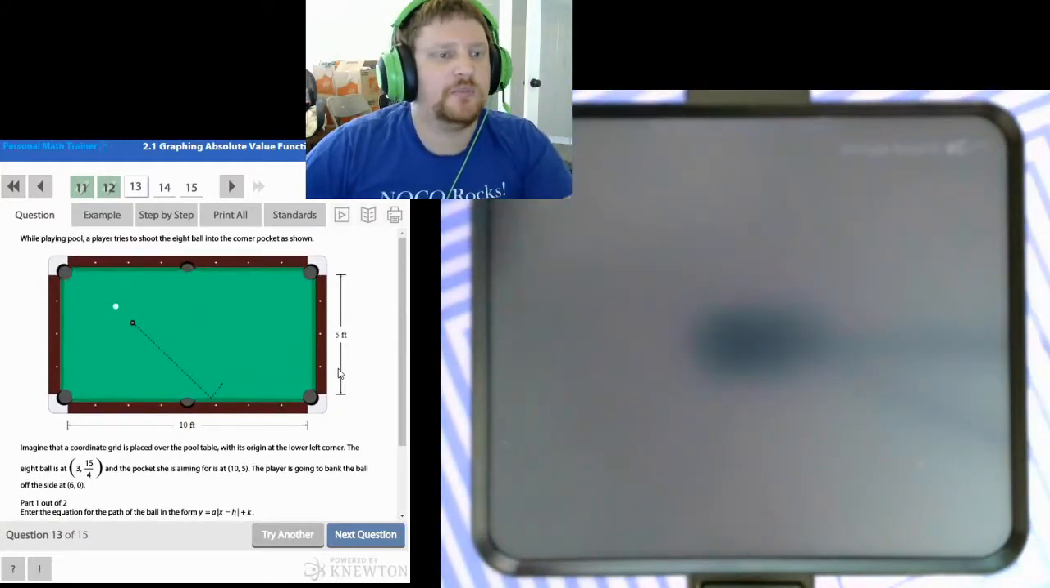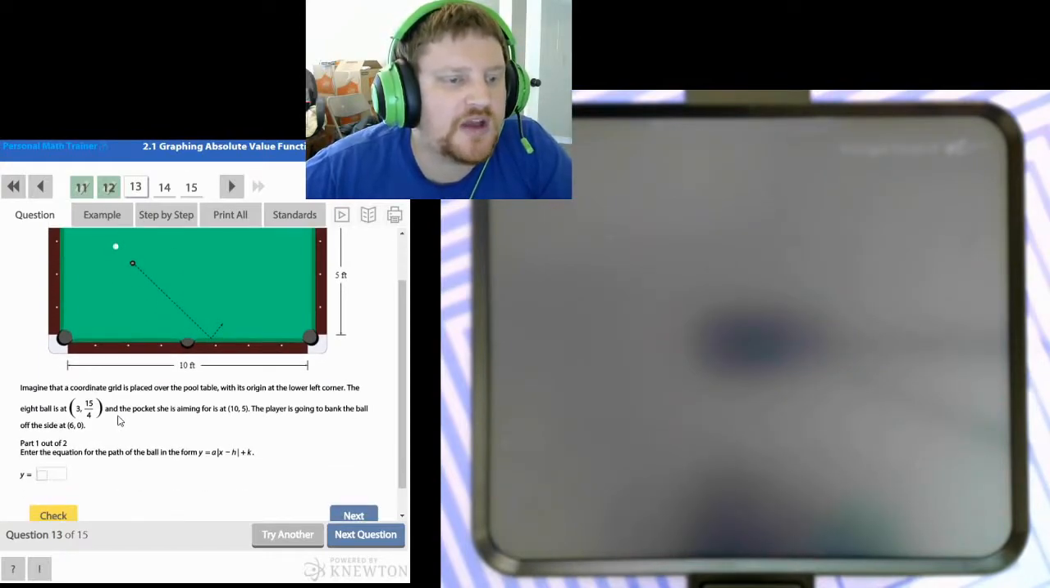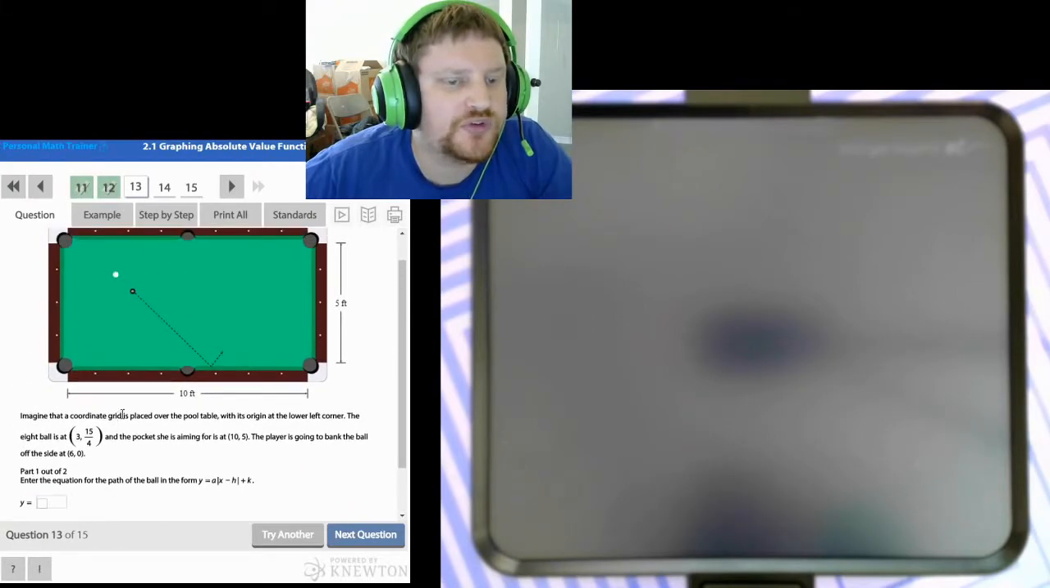Looks like we got a little bit of billiards. While playing pool, a player tries to shoot the 8 ball into the corner pocket as shown. Imagine that a coordinate grid is placed over the pool table with its origin at the lower left corner. The 8 ball is at 3, 15 over 4. The pocket she's aiming for is at 10, 5. The ball is going to bank off the side at 6, 0. Enter the equation for the path of the ball in this form.